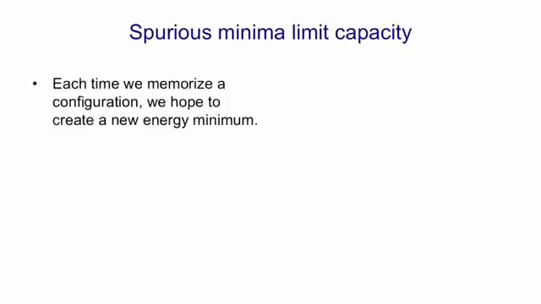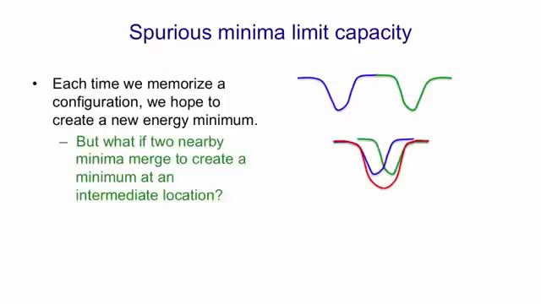If we ask what limits the capacity of a Hopfield net, what is it that causes it to break down, then it's merging of energy minima. So each time we memorize a binary configuration, we hope that we'll create a new energy minimum. So we might have our state space for all the states of the net being depicted horizontally here, and the energy being depicted vertically, and we might have one energy minimum for the blue pattern and another for the green pattern. But if those two patterns are nearby, what will happen is we won't get two separate minima. They'll merge to create one minimum at an intermediate location, and that means we can't distinguish those two separate memories, and indeed we'll recall something that's a blend of them rather than the individual memories. That's what limits the capacity of a Hopfield net, that kind of merging of nearby minima.